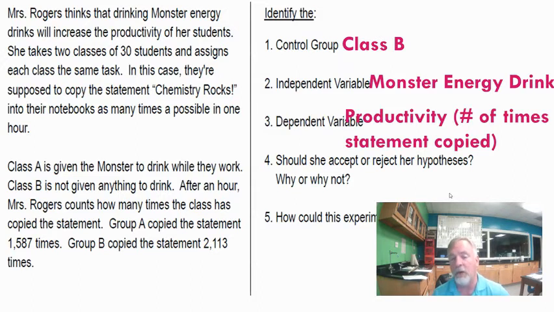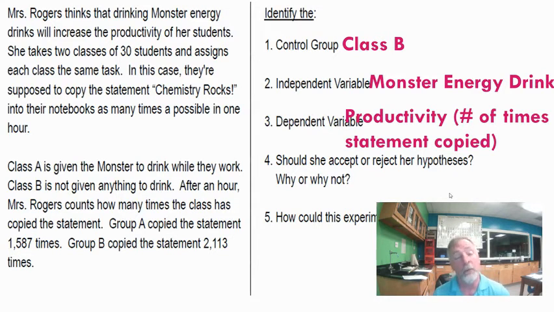Oftentimes it'll help you figure out your variable by looking for numbers. What do you see for numbers? What number changed? And then your task to identify between your dependent variable or your independent variable was: was that change caused by us, or was that change caused by something we measured?